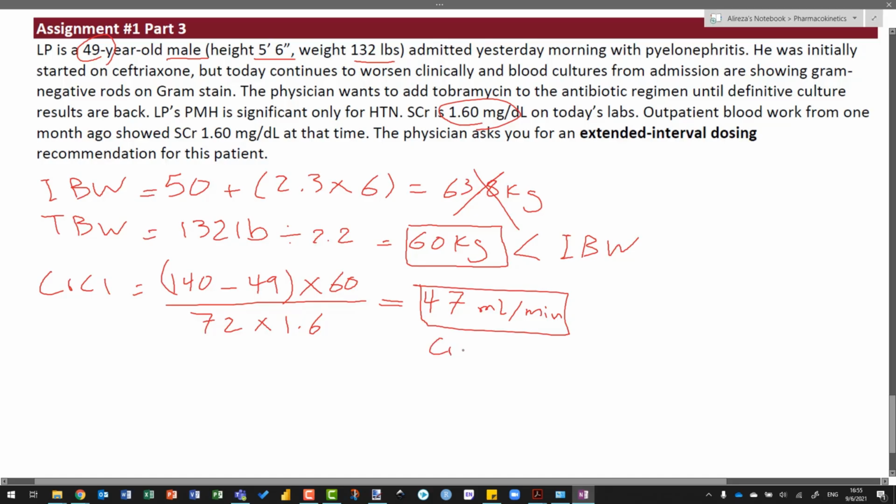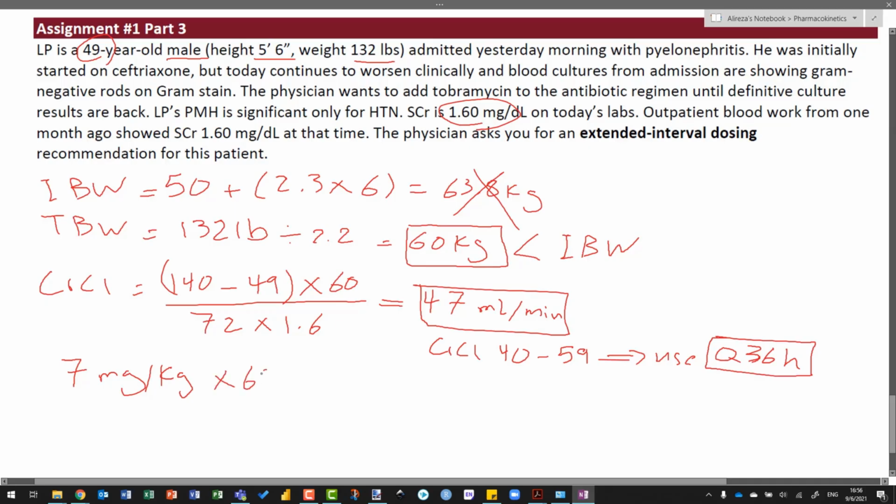Now if we're using the Hartford nomogram, the Hartford nomogram says for creatinine clearance of 40 to 59, use every 36 hours initially until you get levels, and you adjust from there. So initially we're going to use every 36 hours, and then we're going to get the level and go from there. Now the nomogram, for UTIs it's okay to use 5 milligrams per kilo, but this patient also has bacteremia, which is a more severe infection, so I'm going to use 7 milligrams per kilogram. We multiply by 60 kilograms, which would give us 420 milligrams.